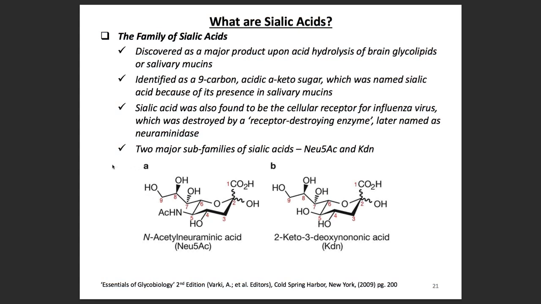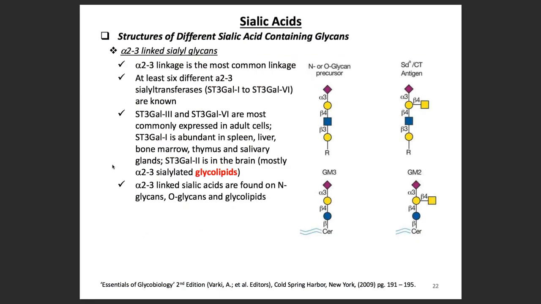But it's pretty interesting. Sialic acids, as I said, are the terminal residues in a number of different types of glycans. And these are some of the common ones that you can see with regard to the location of sialic acid.